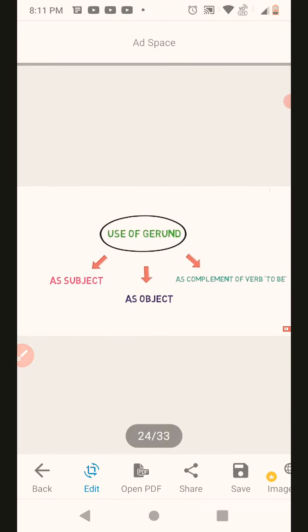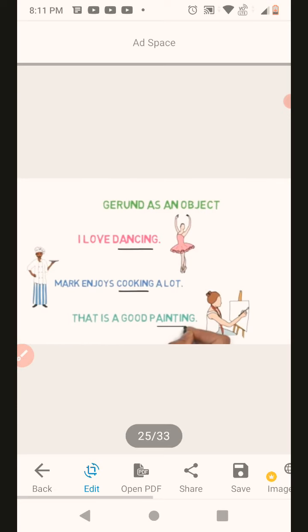Children, gerund we can use as subject. It can also be used as an object and it can also be used as a complement of the verb to be. Let's look into the slide. Let's take an example here. We have learned how gerund is used in place of subject. Here you will learn how gerund is used as an object.